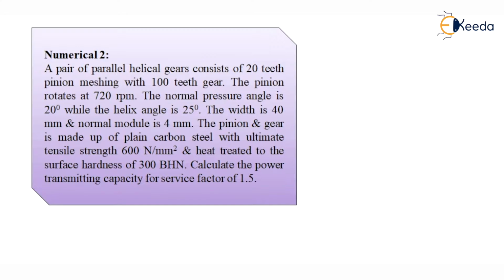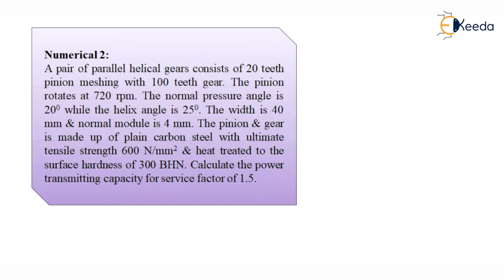The statement goes like this. A pair of parallel helical gears consists of a 20 teeth pinion meshing with a 100 teeth gear. The pinion rotates at 720 rpm. The normal pressure angle is 20 degree while the helix angle is 25 degree. The width is 40 mm and the normal module is 4 mm.